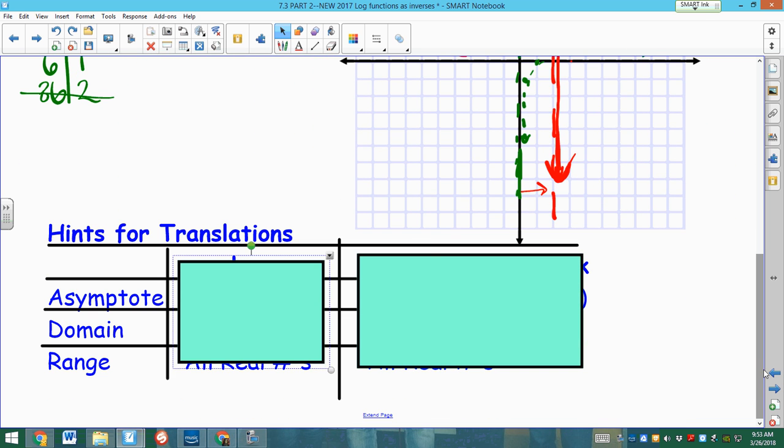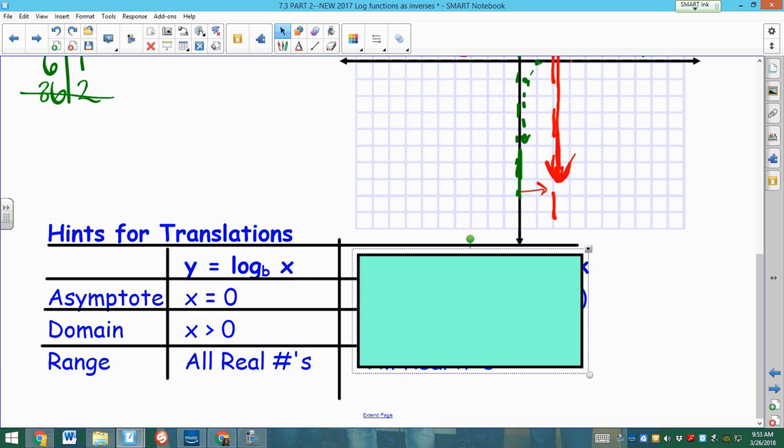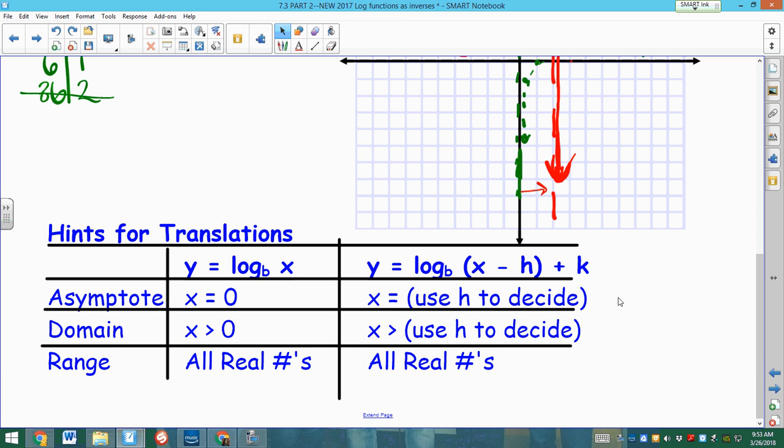Last thing I have for you here is just a chart that might help you keep your things straight for logarithms that are shifted or not shifted.